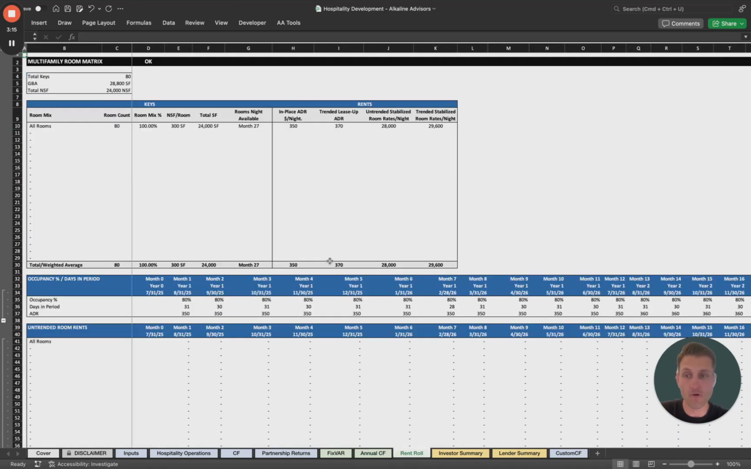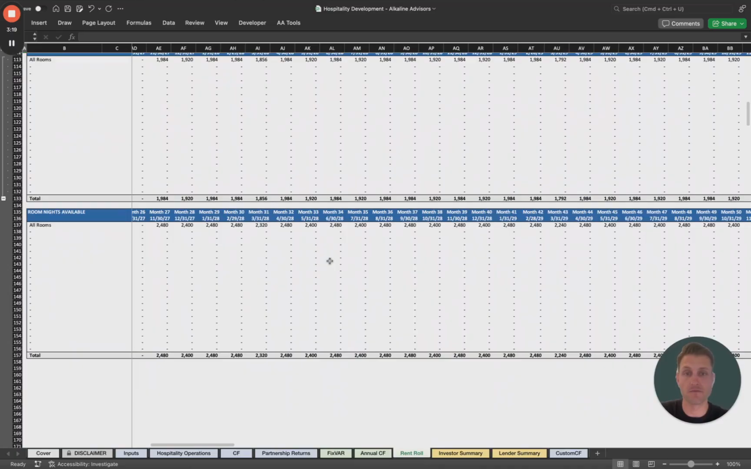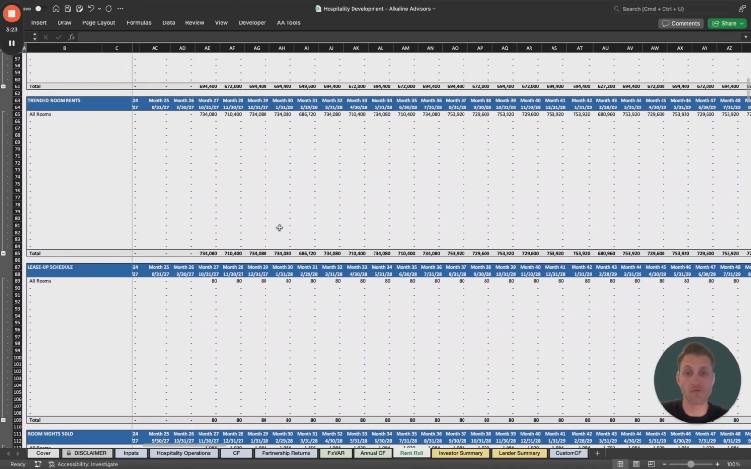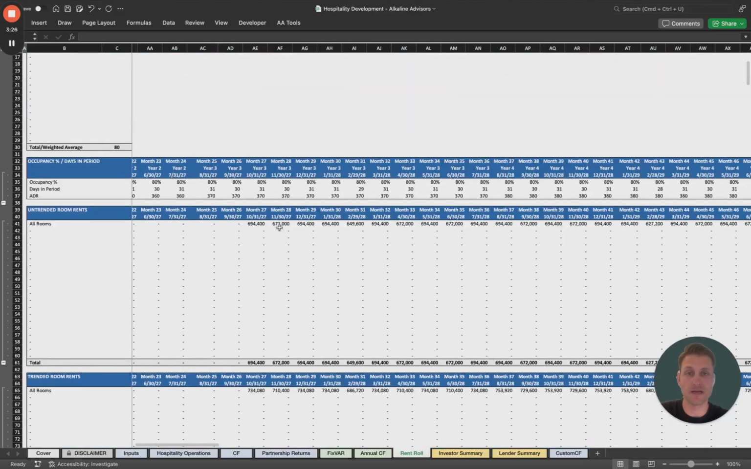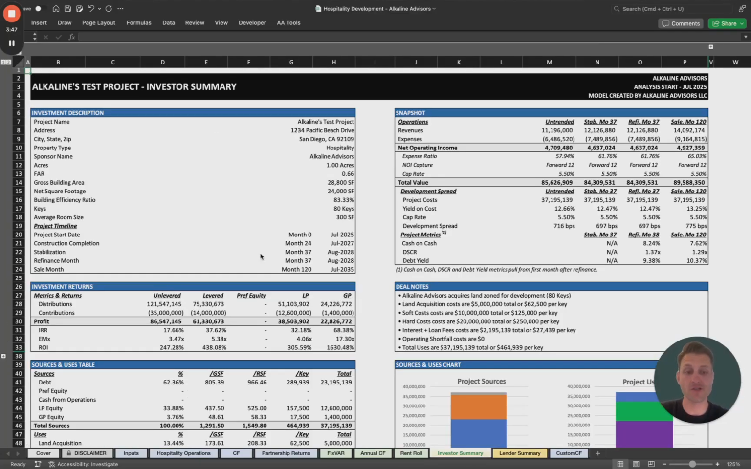Next, we have our rent roll. So this is just helping us figure out the units as they come online, the rent that each unit or room is demanding, and giving a more in-depth look into the lease-up schedule and the construction schedule and the occupancy schedule. And finally, we have our summary tabs.